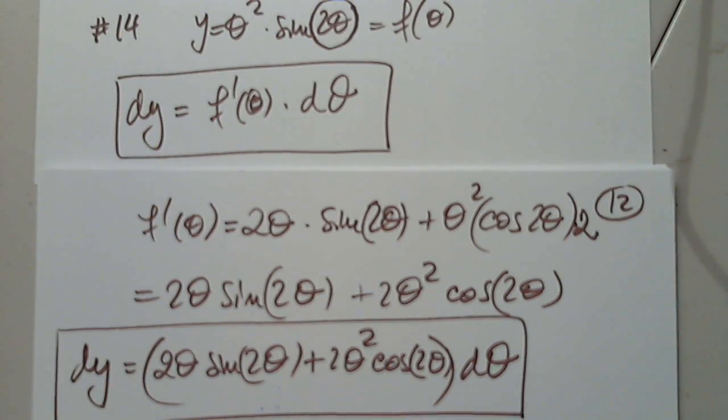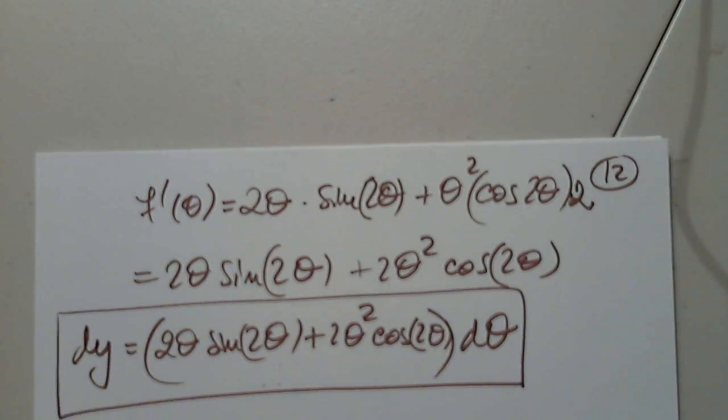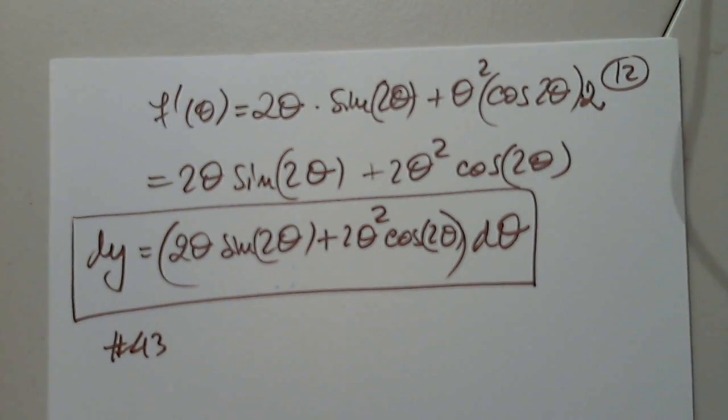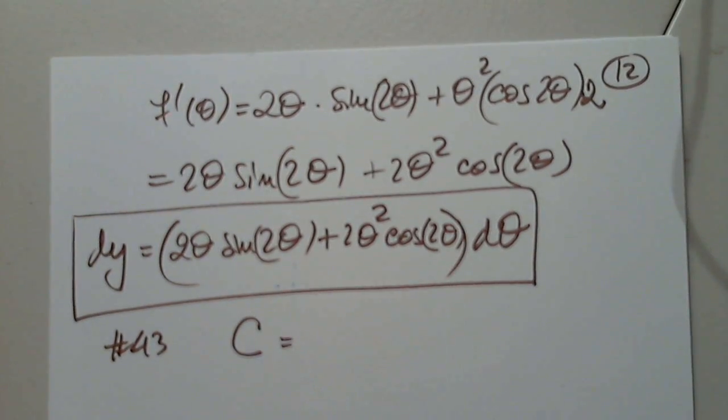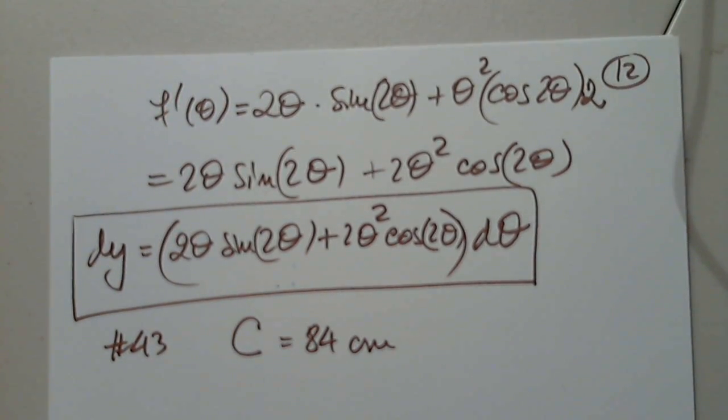Okay, the circumference of a sphere was measured to be 84 centimeters with a possible error of 0.5. Again, the circumference of a sphere was measured to be 84 centimeters with a possible error of 0.5.